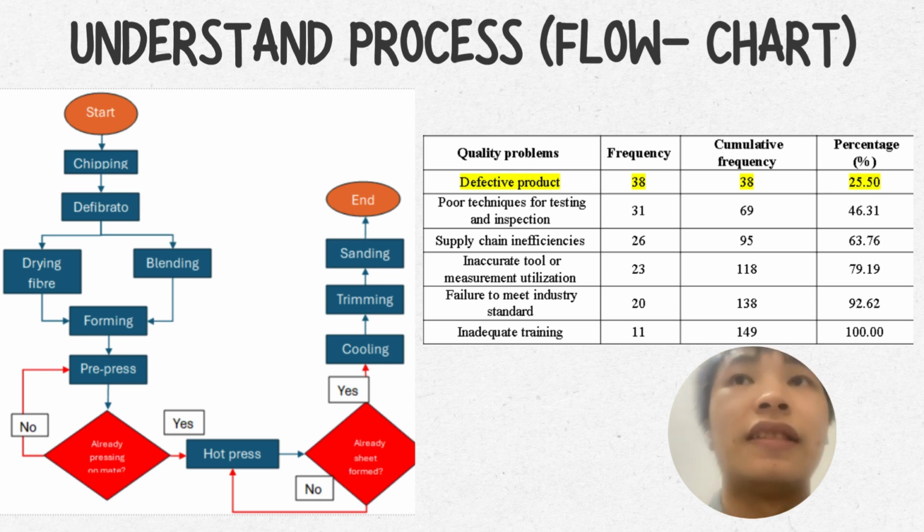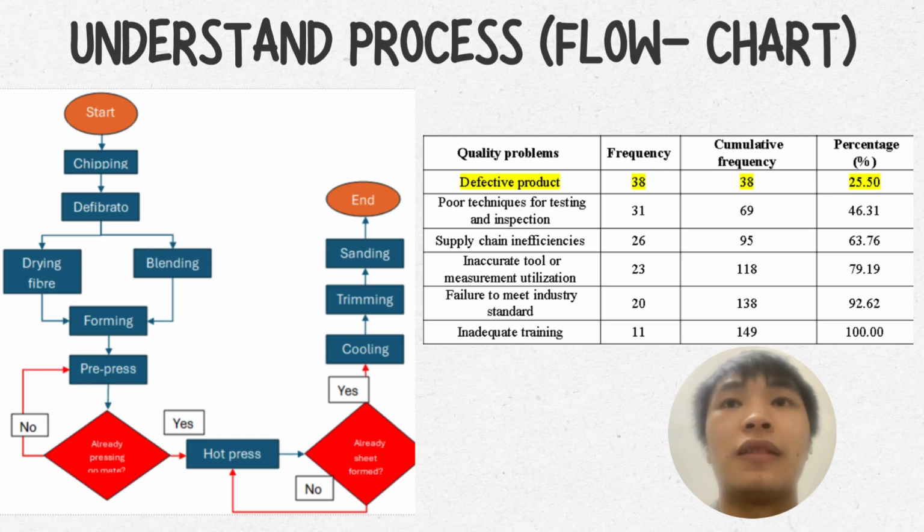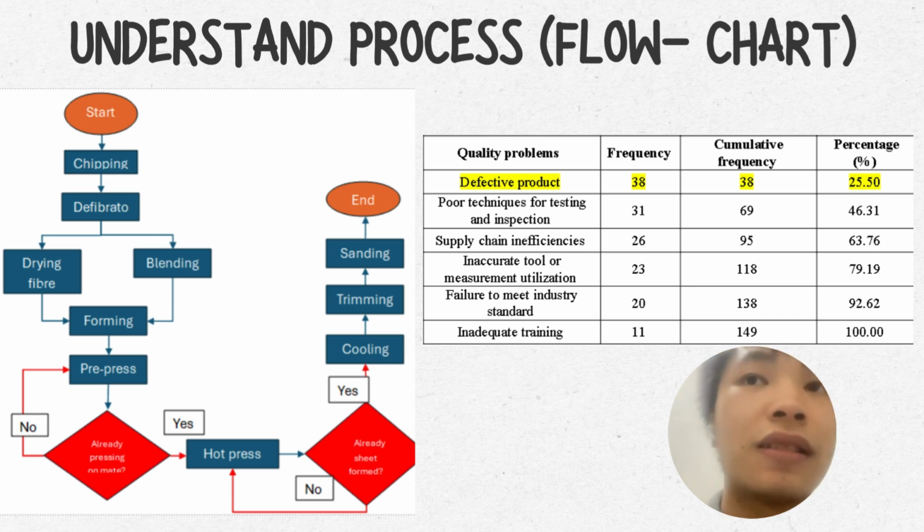And then next, we have the defibration, and then drawing fiber and blending. And then next is forming, and then prepress, and they have a decision point, which is no and yes. If we choose no, then the process looks back to prepress. If you choose yes, the process continues to hot press.